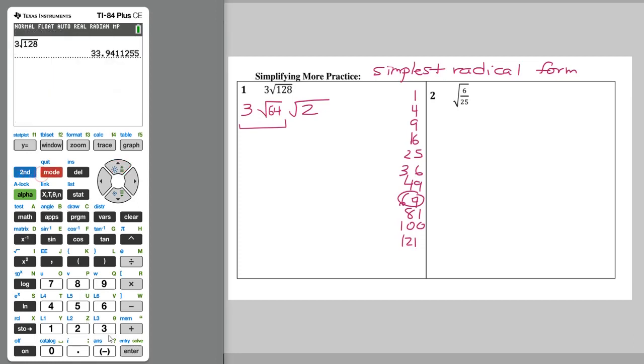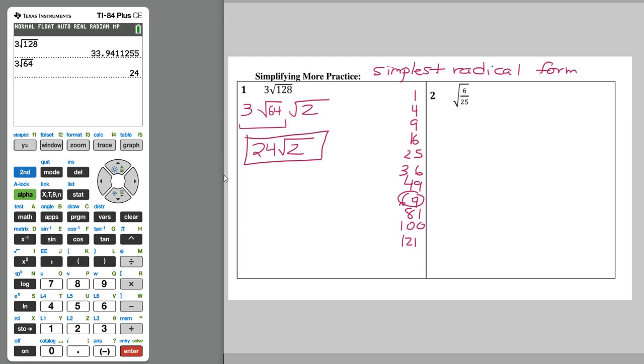3 radical 64. And there you go. The square root of 64 is 8, and 3 times 8 is 24. So that's basically what that just did. That whole thing just simplifies to 24, but my square root of 2, unfortunately, has to stay because that is the irrational part. And that is my final answer.